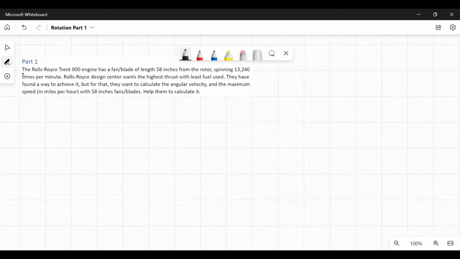Part 1 says the Rolls-Royce Trent 900 engine has a fan blade of length 58 inches from the rotor, spinning 13,240 times per minute. Rolls-Royce Design Center wants the highest thrust with least fuel used. They have found a way to achieve it, but for that they want to calculate the angular velocity and the maximum speed in miles per hour, in round brackets, with 58 inches of fan blades. Help them to calculate it.